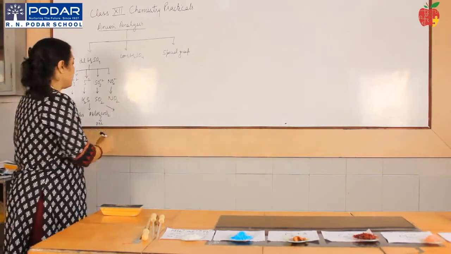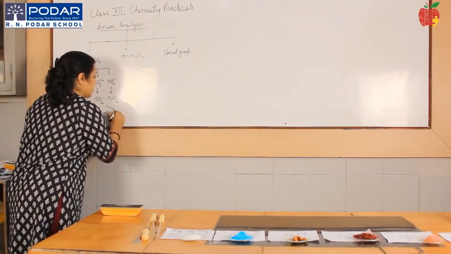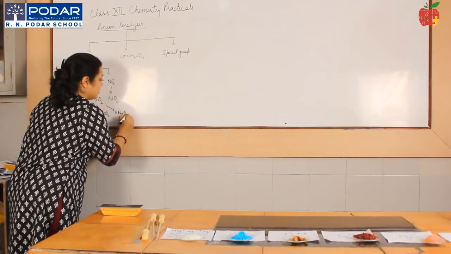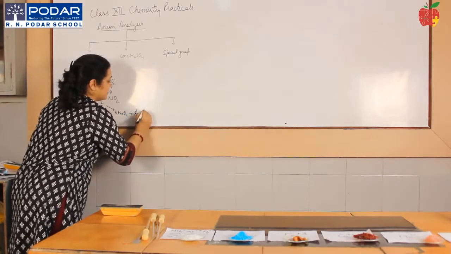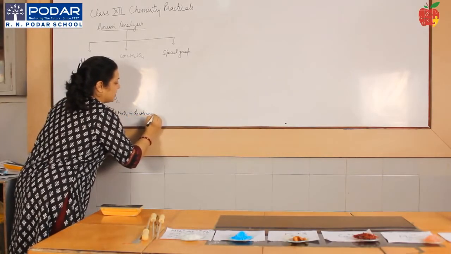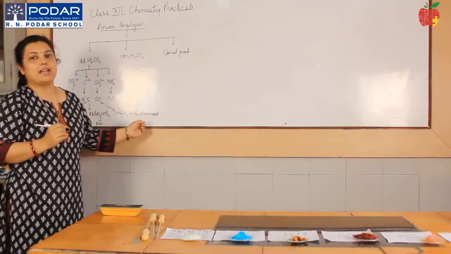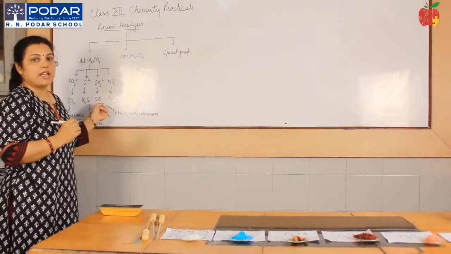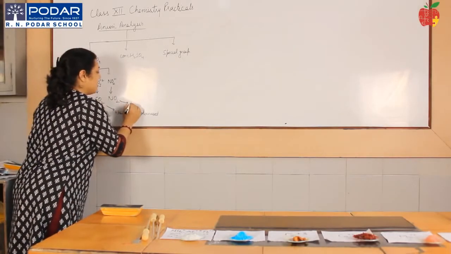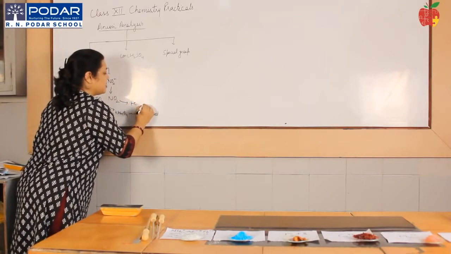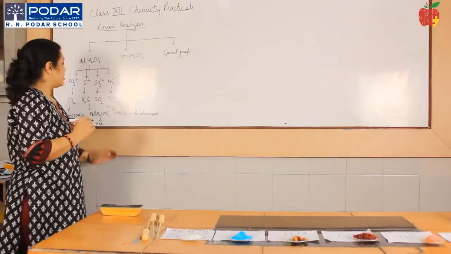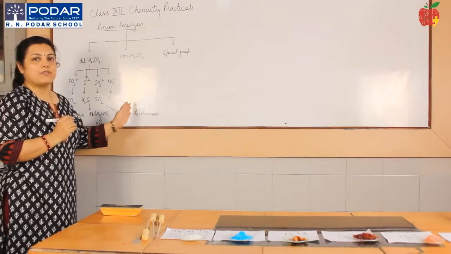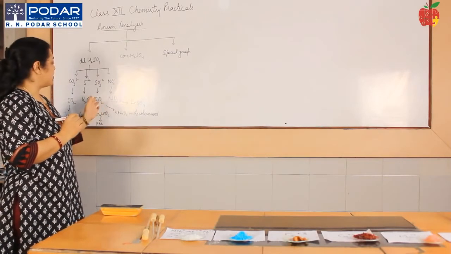Similarly for sulfur dioxide, now you have done P block, so you know that sulfur dioxide is reducing in behavior. So if I treat it with acidified KMnO4, KMnO4 is decolorized. If KMnO4 is decolorized, the gas given out should be your SO2. For NO2, we pass the gas through ferrous sulfate solution, we get a blackish deposit.